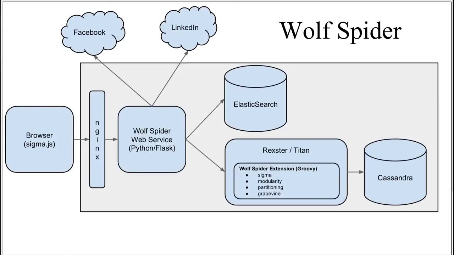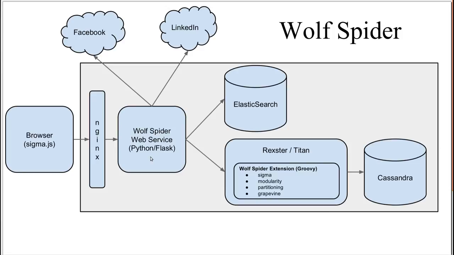Hey everybody, today we're going to take a look at a hobby project of mine called the Wolf Spider. A brief overview of the component diagram starting with the browser, where I'm using Sigma.js to render the graph. In deployment I use Nginx as an application server. We won't be using that today because I'm running locally.